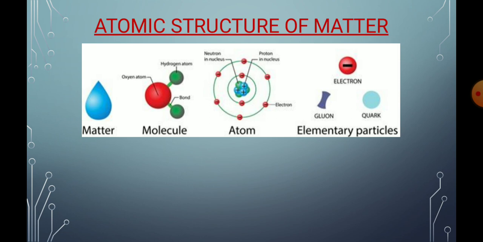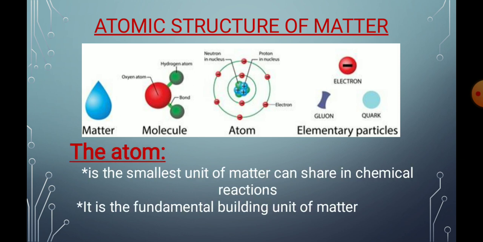In the previous lesson, we studied the structure of matter, where matter consists of molecules, which consist of atoms. Chemists use symbols to express elements easily, and the symbol of any element is represented by its atom. So we will start with the definition of atom. An atom is the fundamental building unit of matter, or the simplest individual unit of matter which can share in chemical reactions. Again, the atom is the smallest individual unit of matter which can share in chemical reactions, or the fundamental building unit of matter.